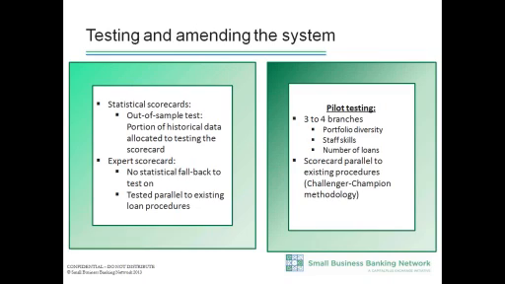Testing and amending the system. Statistical models are based on historical data to determine the predictive relationship between applicant information and loan performance. When testing a statistical scorecard, it is important to test the model against historical data that was not used in building the scorecard. This is called the out-of-sample test.